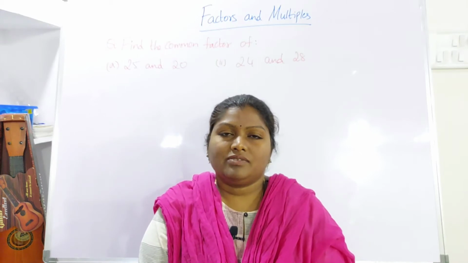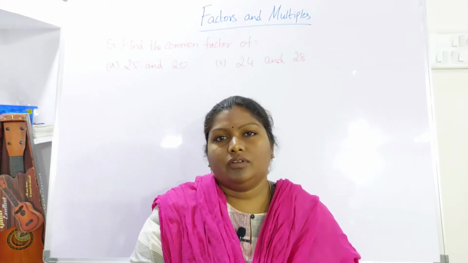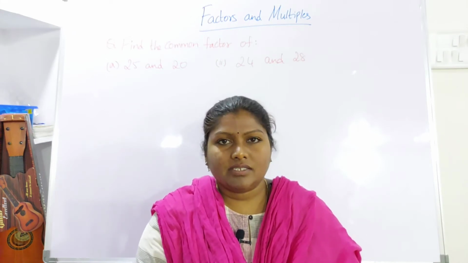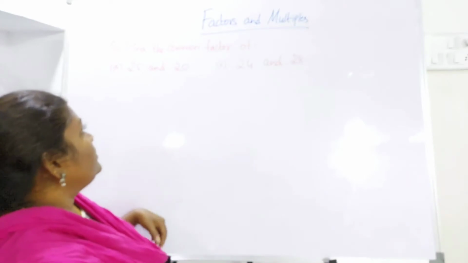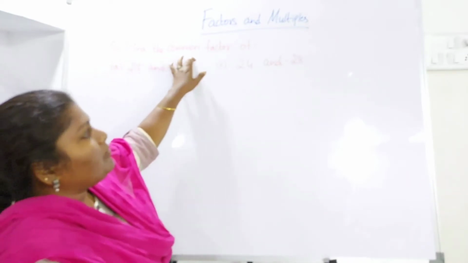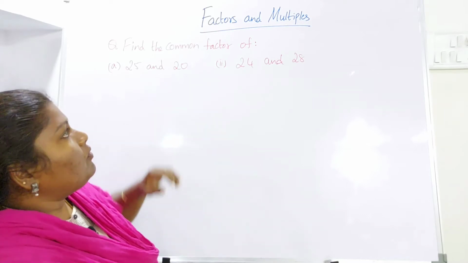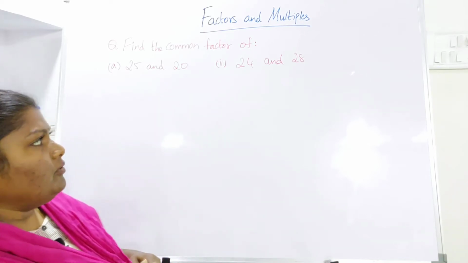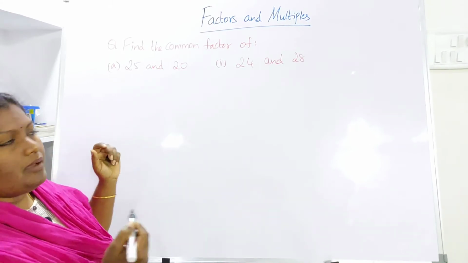In the earlier class, we have learned about the factors and multiples. So, today we are going to learn the textual exercises of the factors and multiples. So, let's start. The first one, find the common factors of 25 and 20. Now, what are factors? Already I have explained you. Factors are those numbers which can divide the given number.